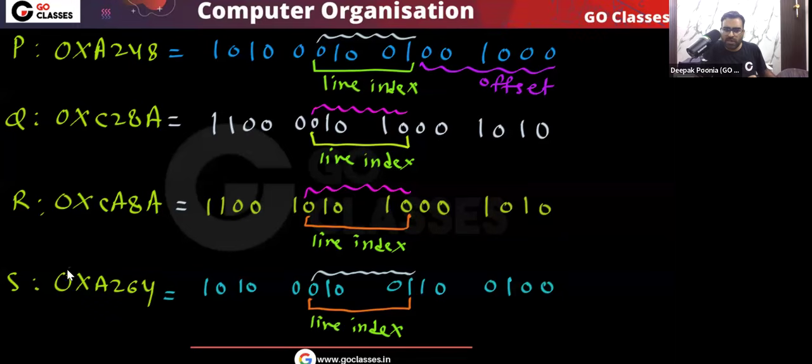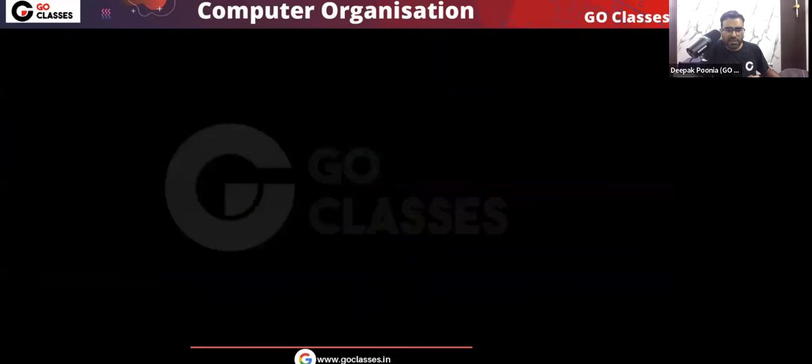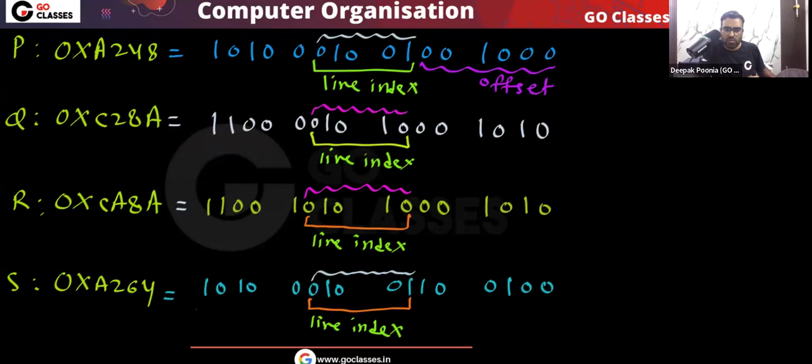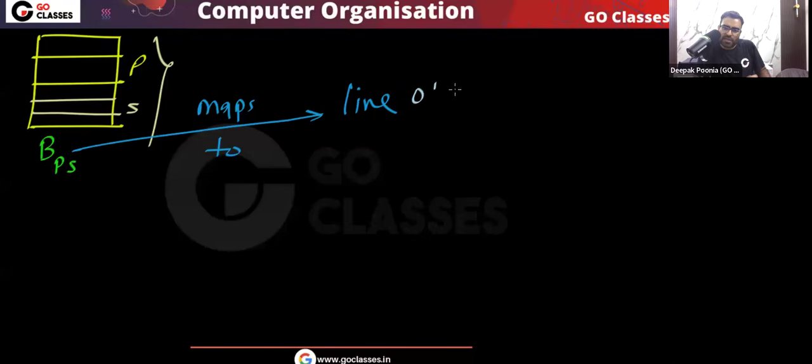And you can see P comma S will map to a different line. So finally, the point is like this: P comma S belong to the same block. Here you have P and here you have S. So they are in the same block, no problem. The block containing PS will map to which line? This will map to line 01001.